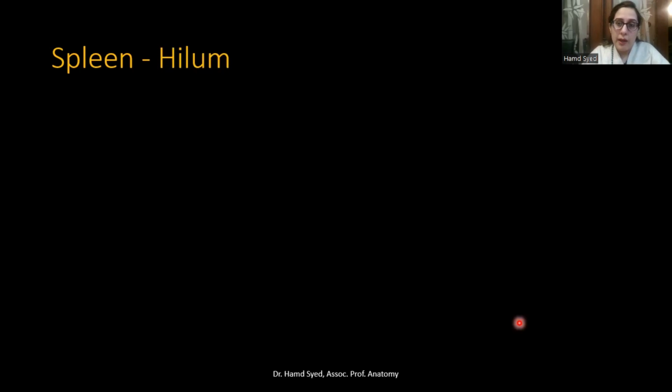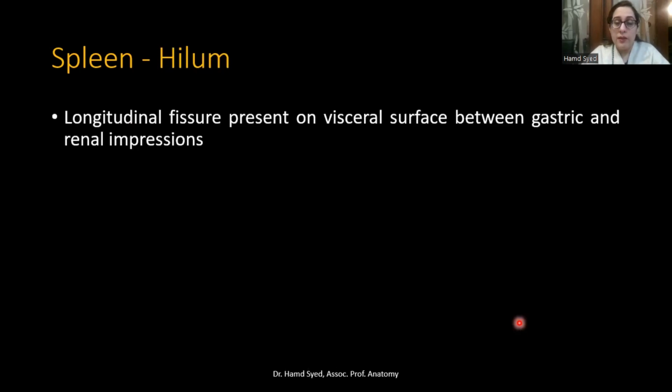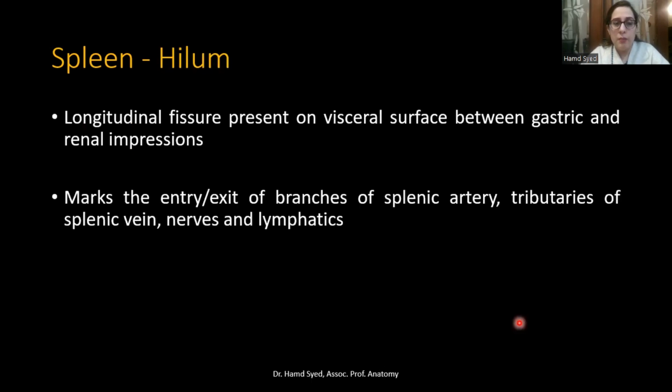I mentioned the hilum. Now let's talk a little about the hilum of the spleen. This is a longitudinal fissure present on the visceral surface between the gastric and renal impressions. This marks the entry as well as exit of the branches of the splenic artery, the tributaries of the splenic vein, nerves, and lymphatics.